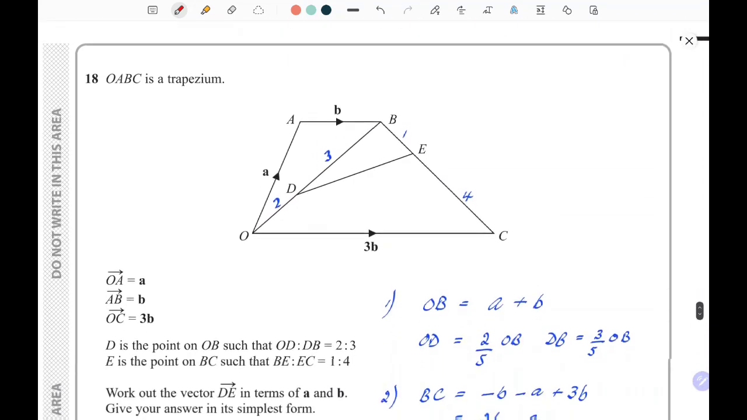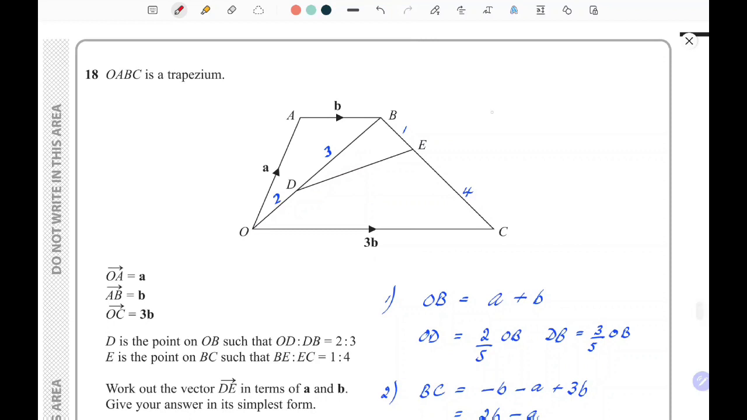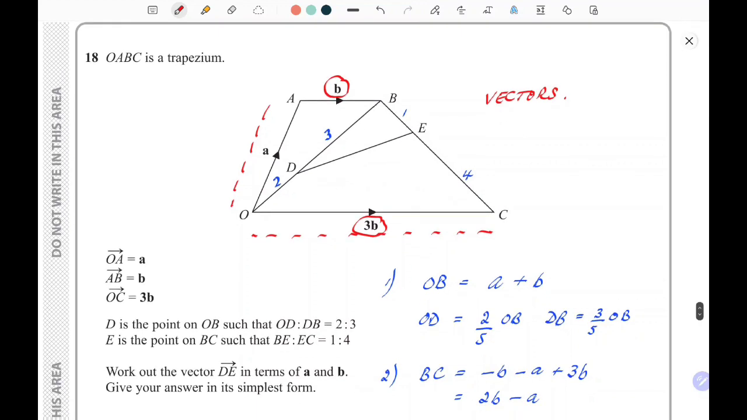Number 18, vectors. Now, with this one, they've given us some information. So we know that OA is vector a, O to C is vector 3b, and then they've given us A to B is just the vector b. And that tells us, obviously, A to B and O to C, i.e. the top and bottom of this big trapezium, are both parallel.